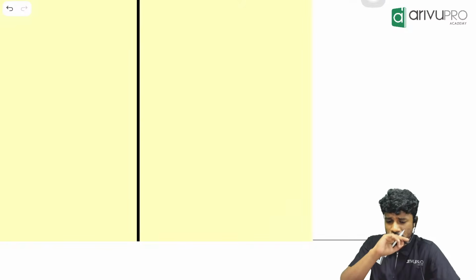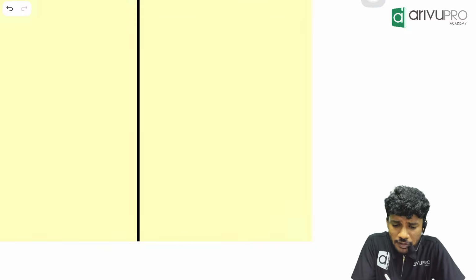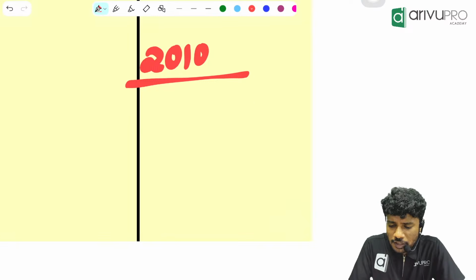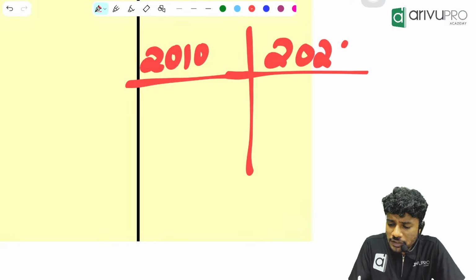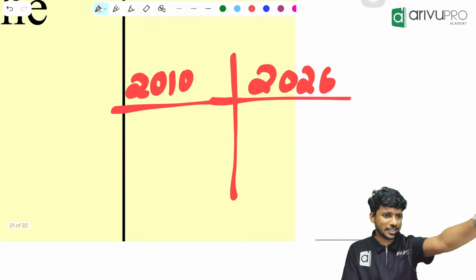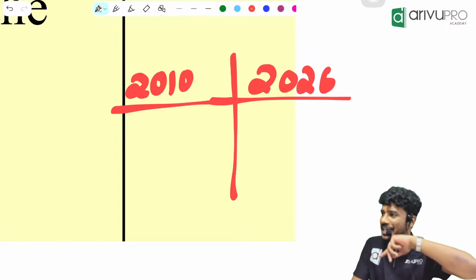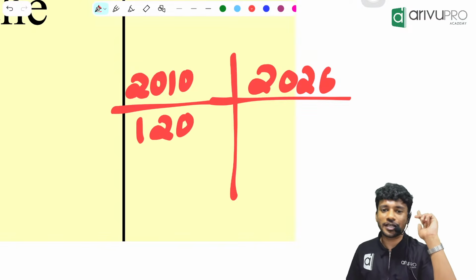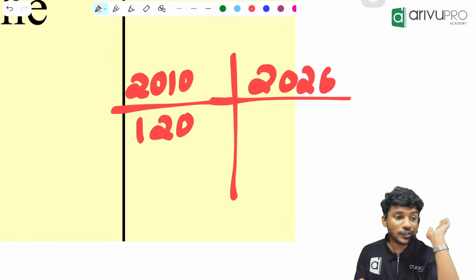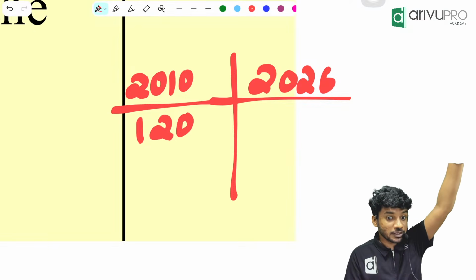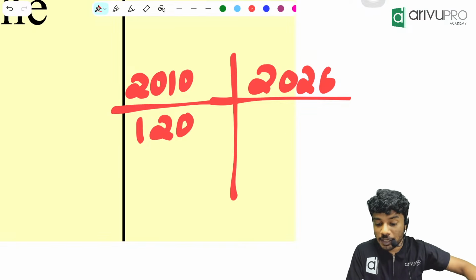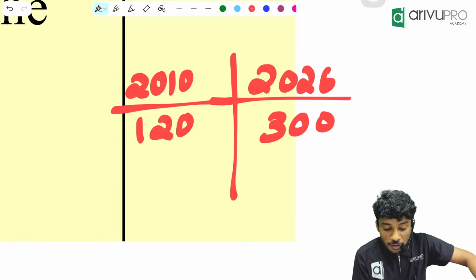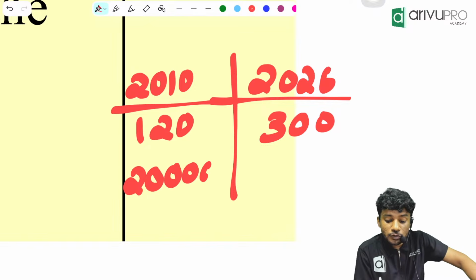Now I am going to show you the shortcut. For example, I joined a company in the year 2010, and 2026 is my current year; 2010 is the base year. They are telling the CPI value in 2010 was 120. Now the CPI rose, which means the cost of living also increased, and it became around 300. The salary they paid me in 2010 was, let's say, 20,000 rupees.